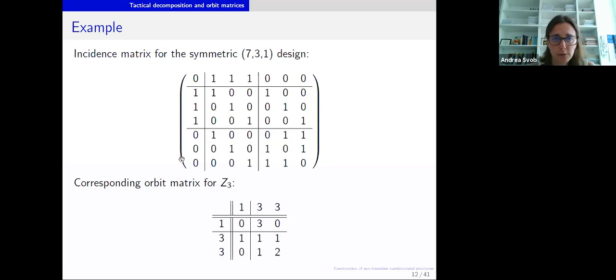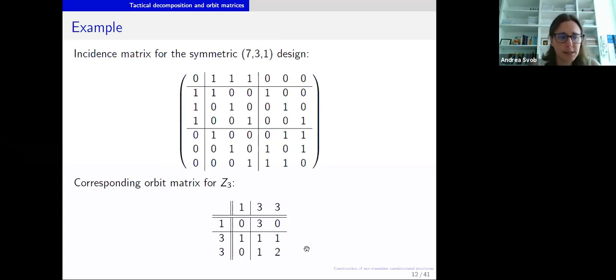The same goes for the last row of the orbit matrix. So we take any representative, for example, this 7th block. From the first partition of points, there are no points together. From the second one, there is 1. And from the third partition, there are 2.